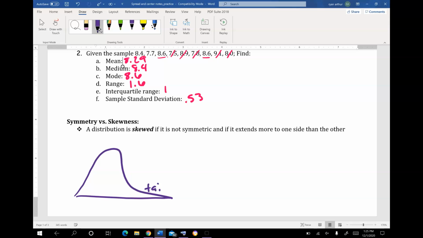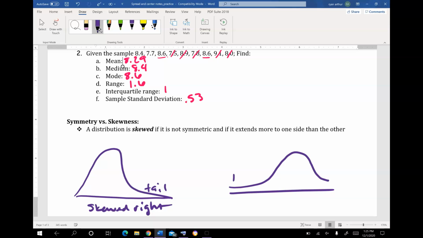We call this the tail, okay? Wherever your tail is where you're skewed. So see how my tail's on the right here? So this means I'm skewed right. If your tail was on the left, it means you're skewed left. Okay, so this means I'm skewed left.